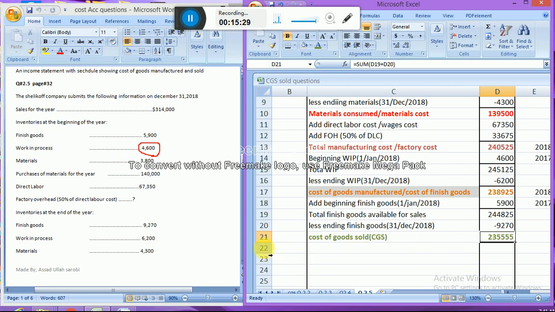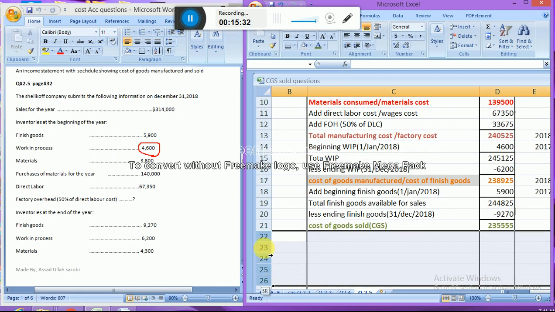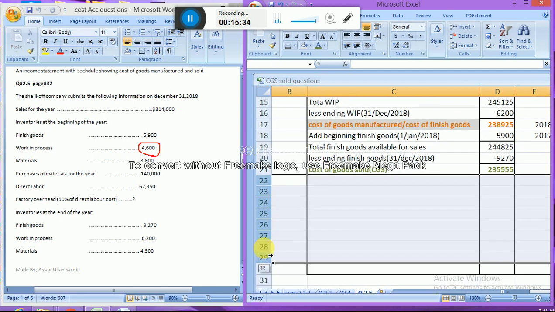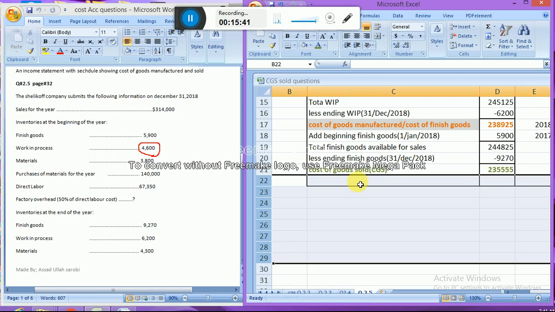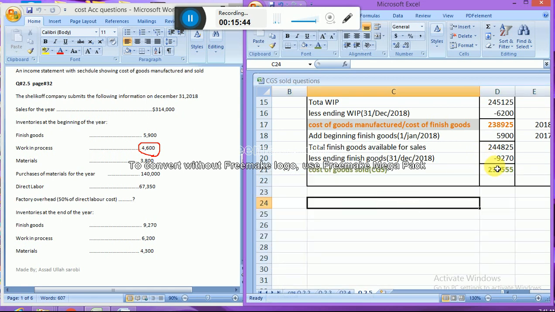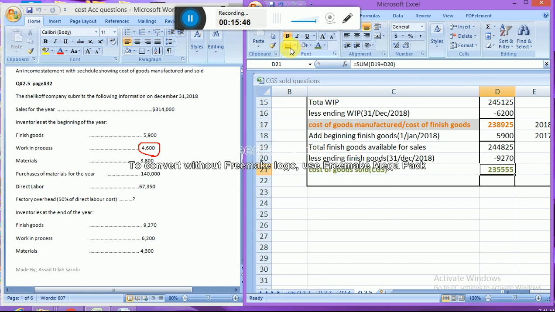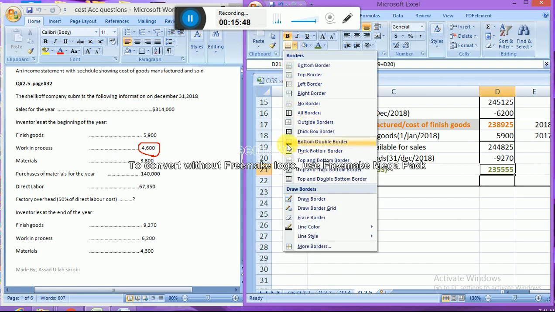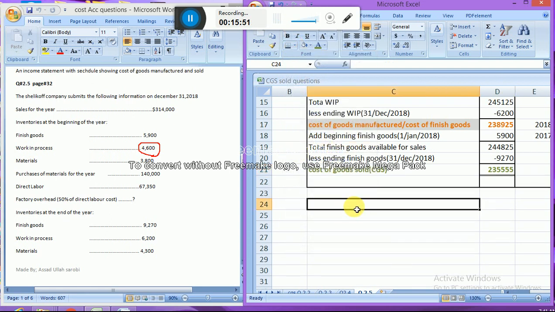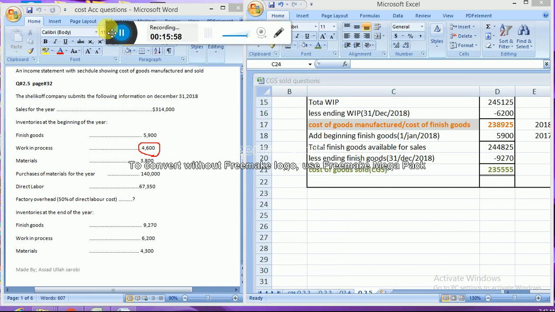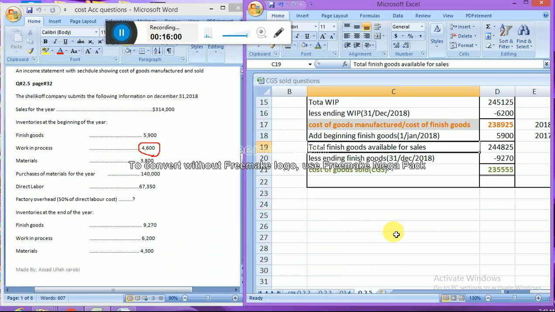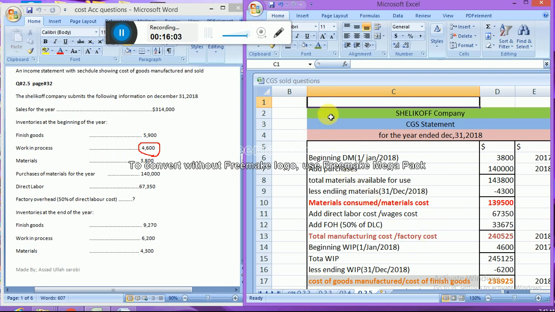So this was our CGS statement, that is how we can find out the CGS statement of a company. First we found the CGS. Now we will prepare the income statement. As you know, the income statement is very easy. What we will do, I will copy this.